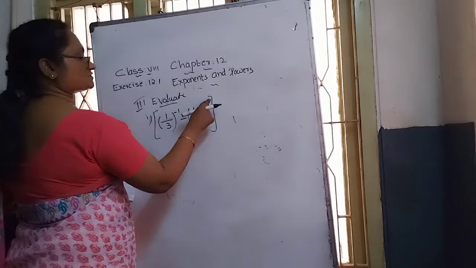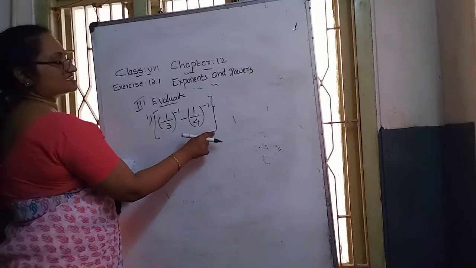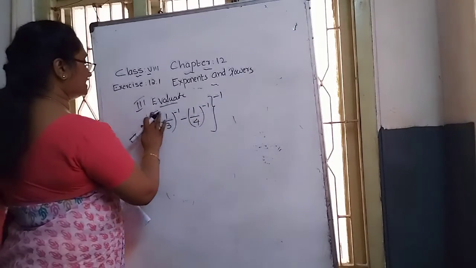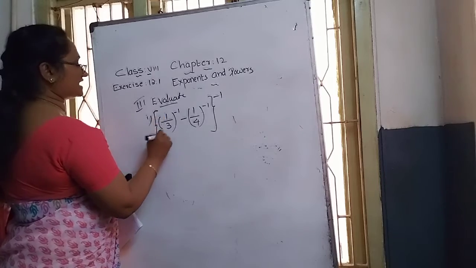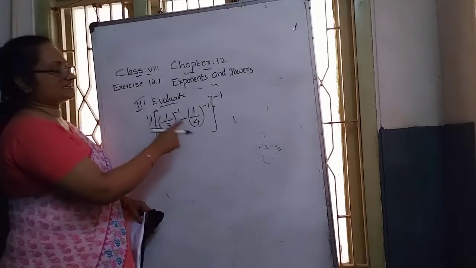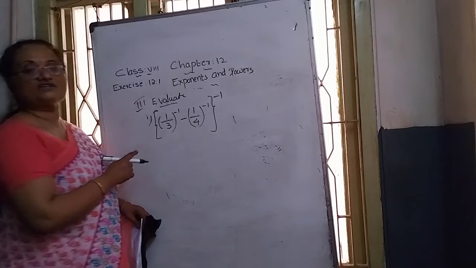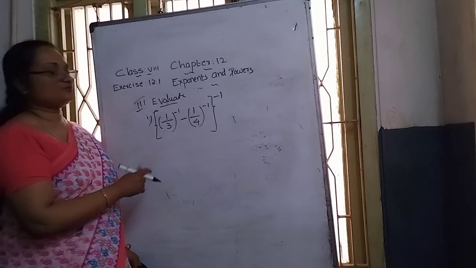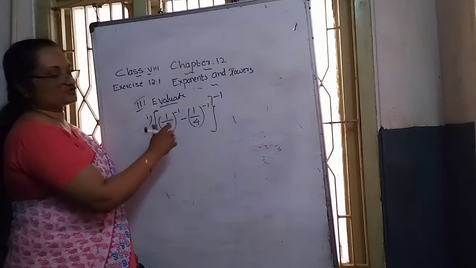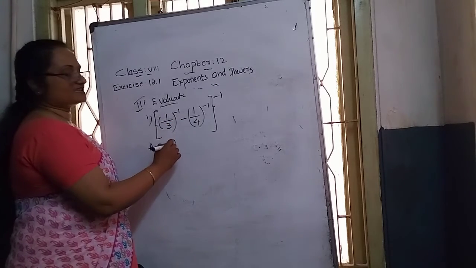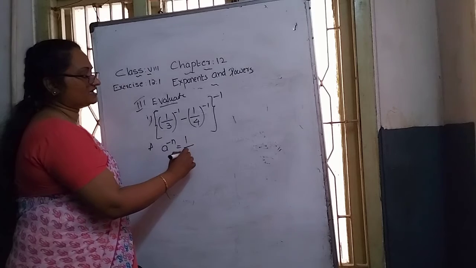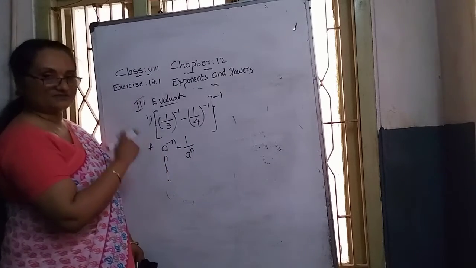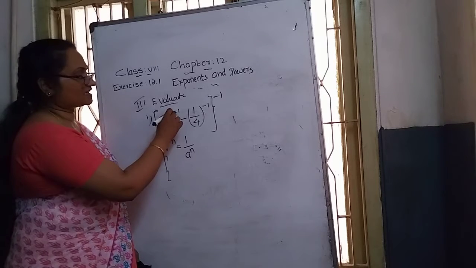Then a flower bracket, this bracket we call a flower bracket. Outside, a minus 1 is there. Here no square, this is the flower bracket. Inside the flower bracket another small bracket is there. In that small bracket fractional numbers are there. How to do that? Here also, which form? A raised to minus n form. How can we write 1 by a fractional form? So the flower bracket you don't open, but once again write 1 by 3 raised to minus 1.